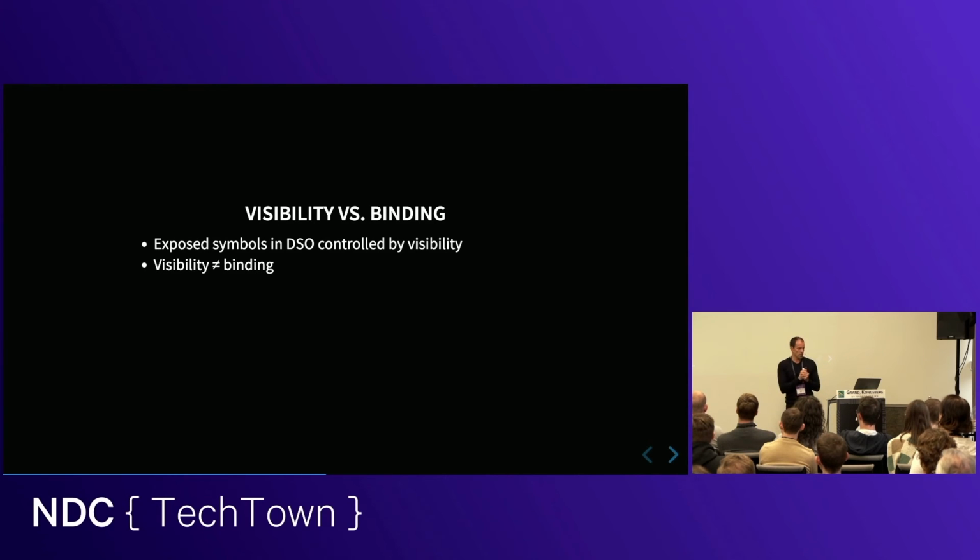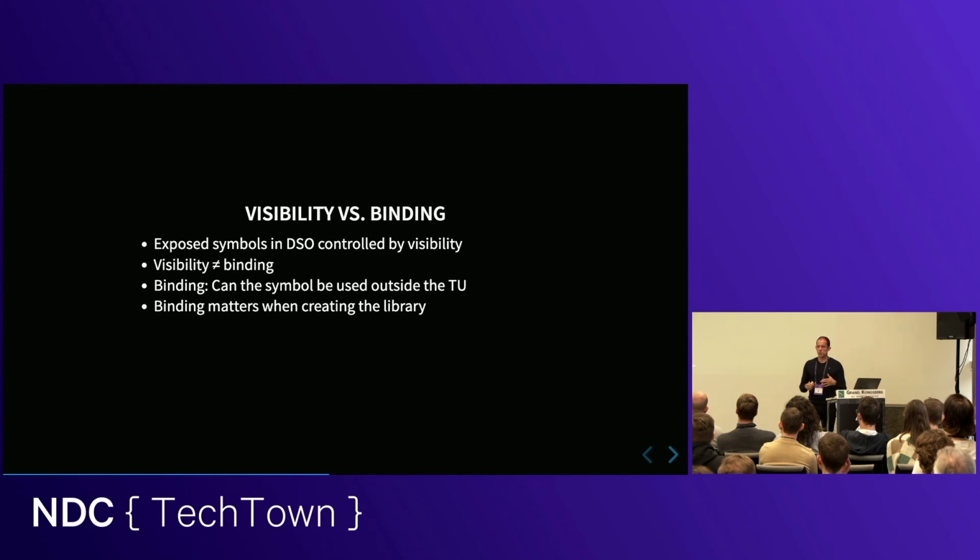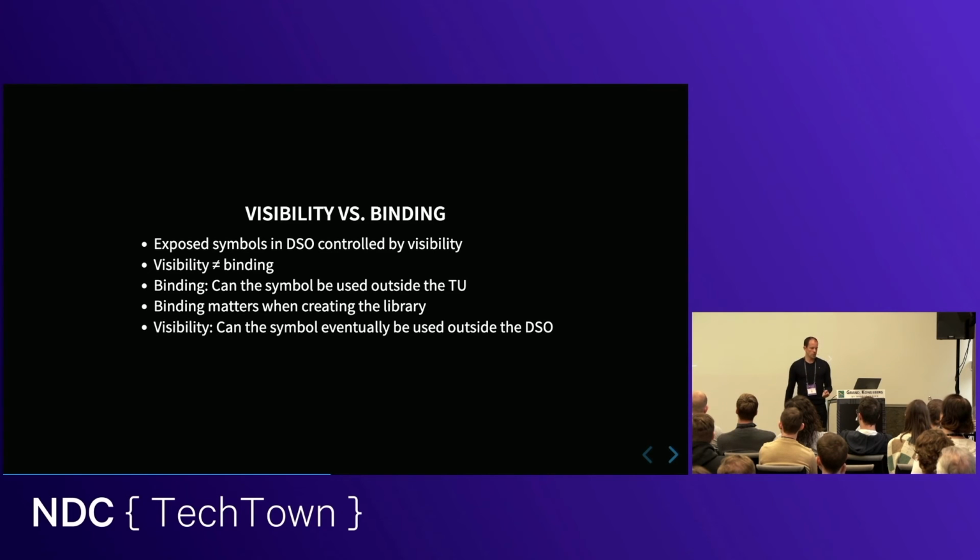Visibility is a different thing from binding, and binding is what we've seen a lot so far. It controls, can this symbol be used outside of the translation unit? When I statically link stuff, can they link to each other? So binding matters when I create my shared object. Visibility controls whether the symbol can eventually be used outside of the shared object. Can my users link to this? And that matters when you're linking to the library, not when you're making it.